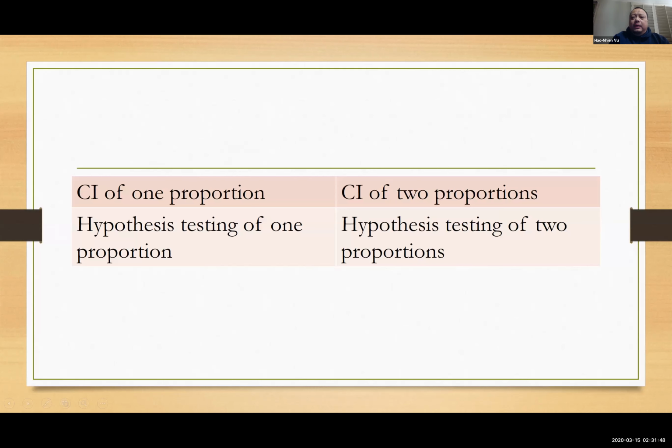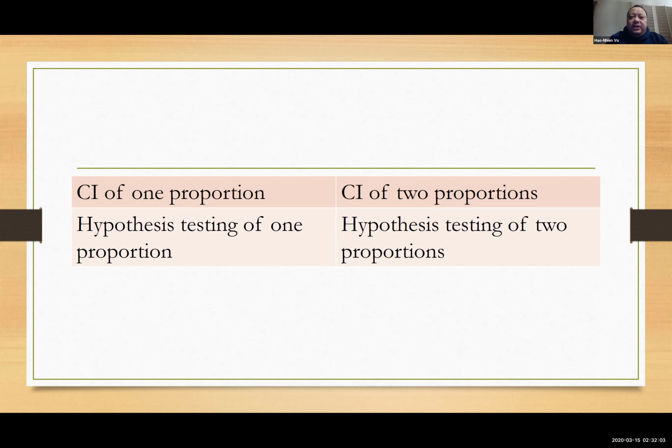All right, so these are the four kinds of proportion problems that we've learned so far: CI of one proportion, CI of two proportions, or rather the difference in two proportions, hypothesis testing of one proportion, or hypothesis testing of two proportions.